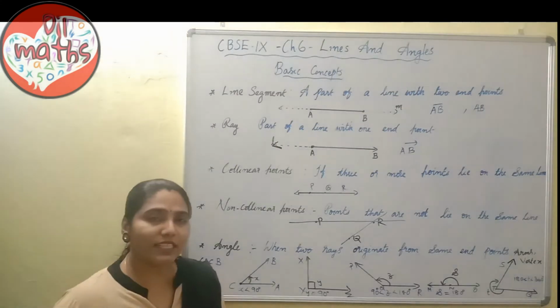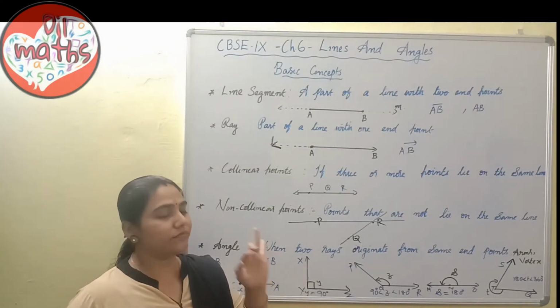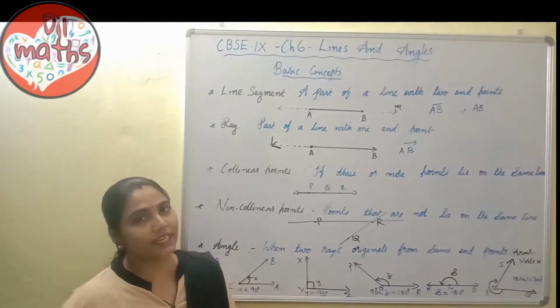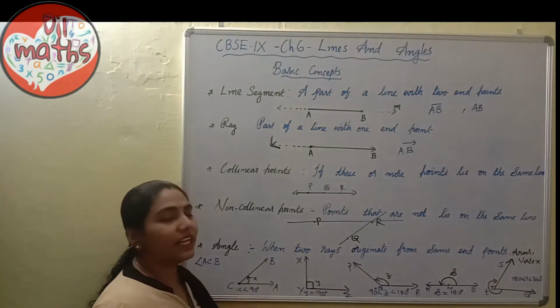And we have studied 5 types of angle: acute angle, right angle, obtuse angle, straight angle and reflex angle. So the first one is acute angle.